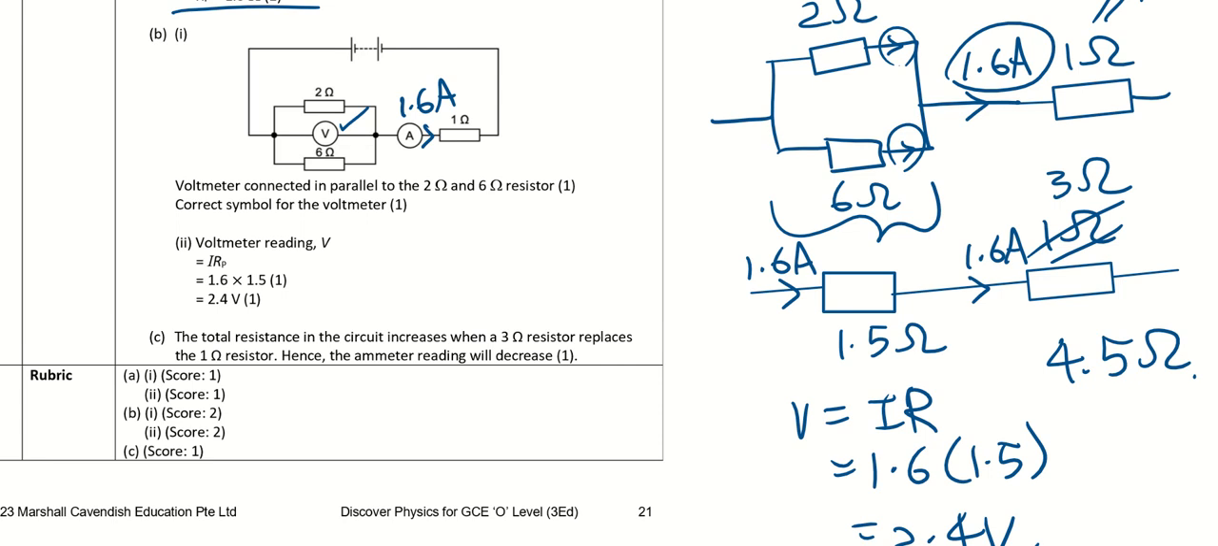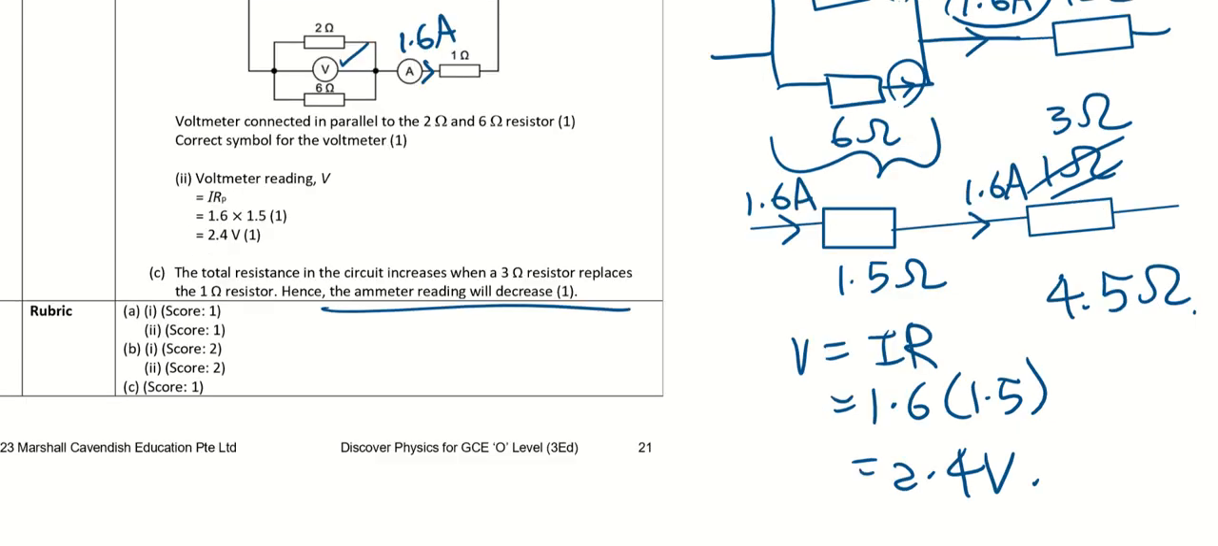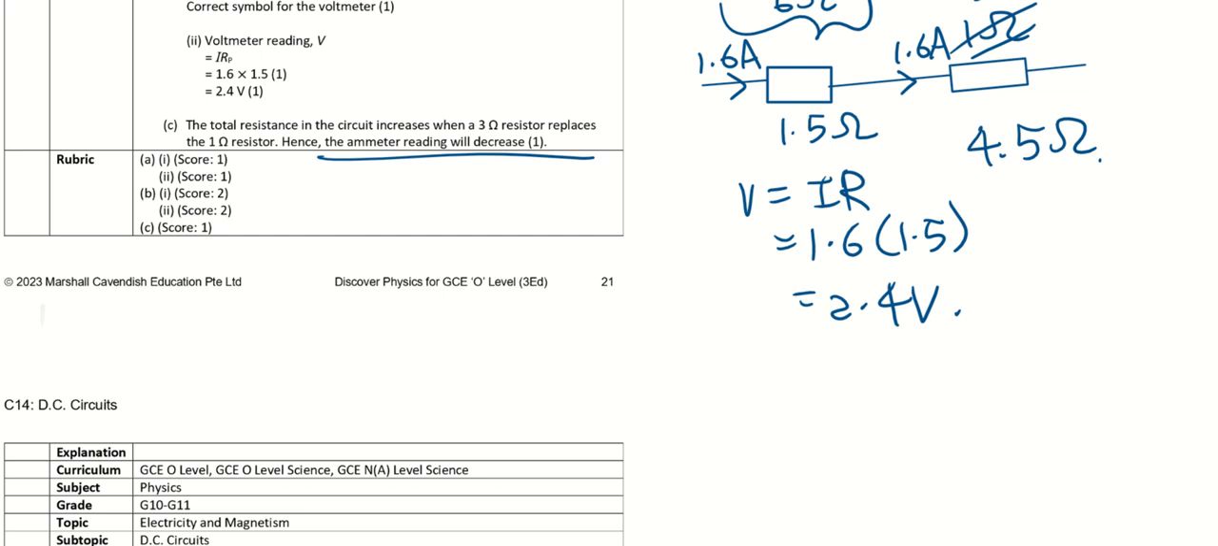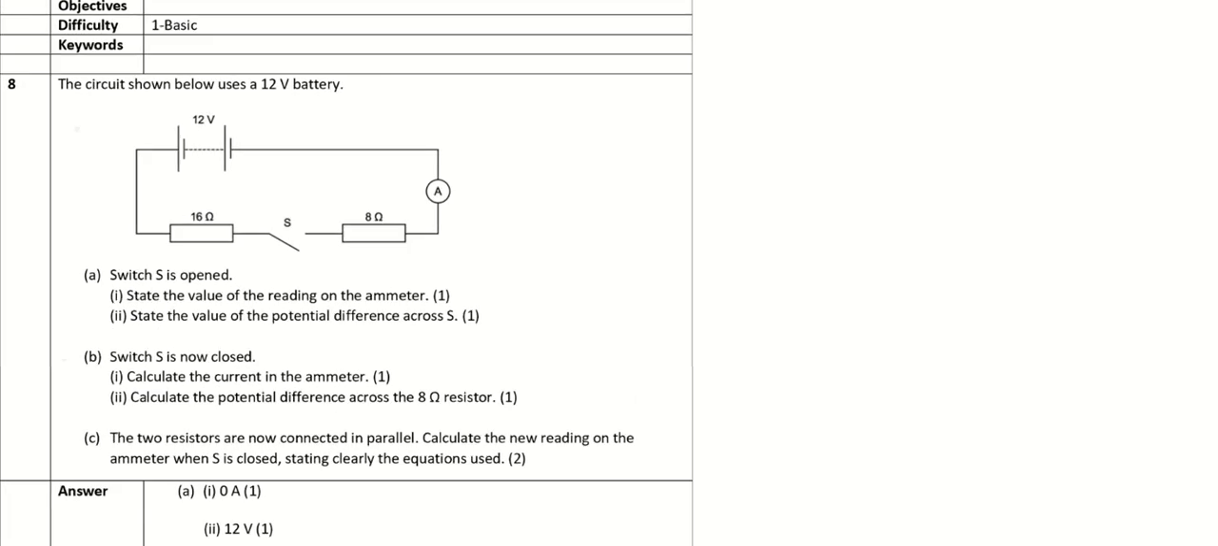Okay, so with this, I didn't make any changes to the battery, so the V will be the same, the EMF will be the same. Divided by a larger resistance, I will have a lower current. Therefore, the ammeter reading will decrease. Okay, so this question is quite easy. Expect this kind of questions to come up, right?